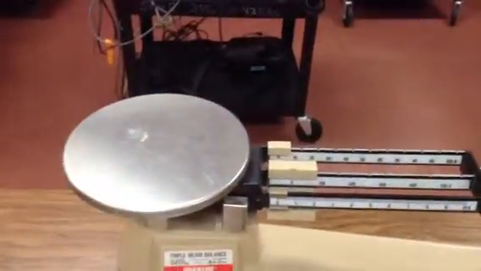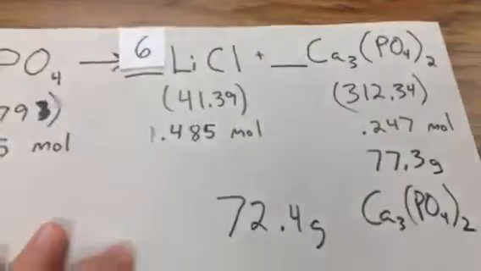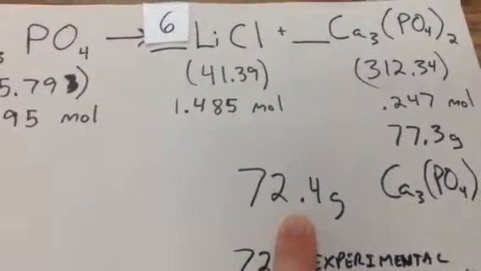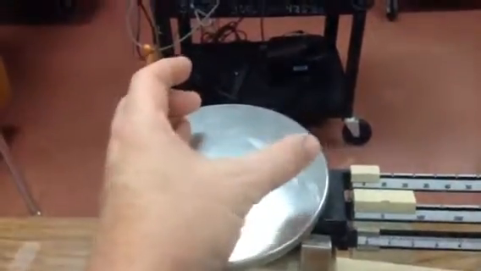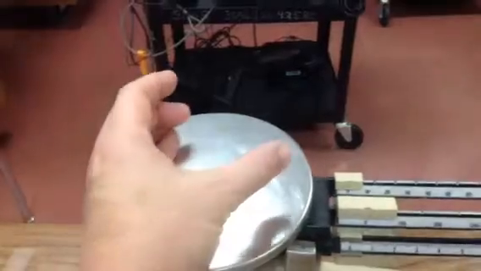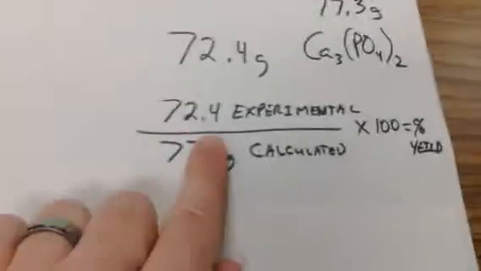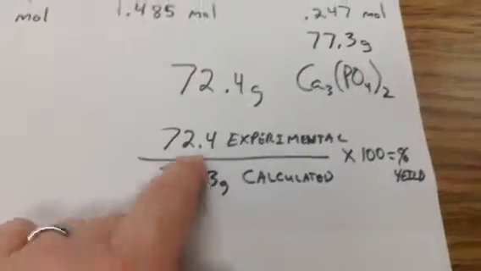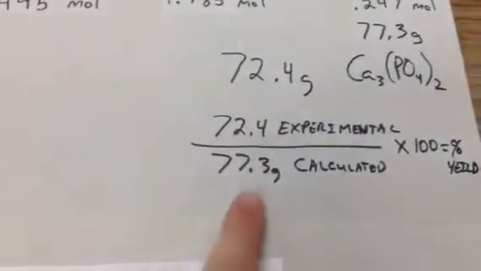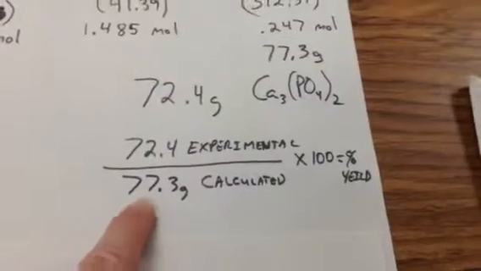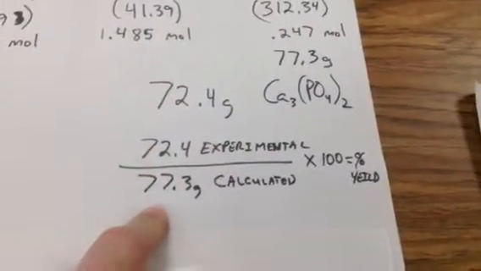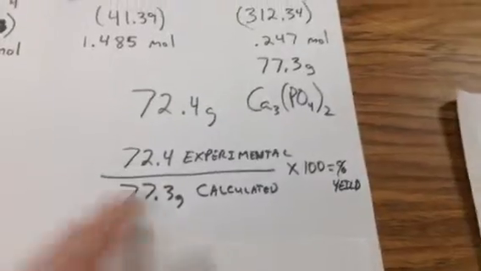But in a lab, we don't get that. So what they're telling us is that we got 72.4 grams. Okay, so when we did it in our experiment, we put it on here, we got 72.4 grams. Now I need to calculate our experimental yield. So in our experiment, we got 72.4 grams. That's what we got on the scale. But what we calculated, what we should have got, was 77.3 grams. So you take 72.4, divide that by 77.3.